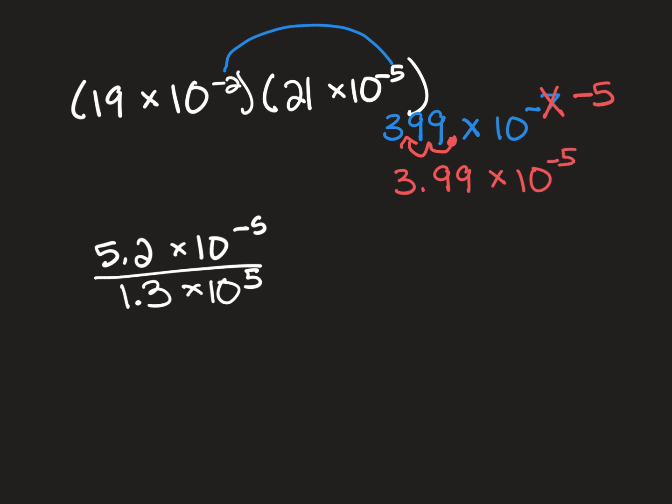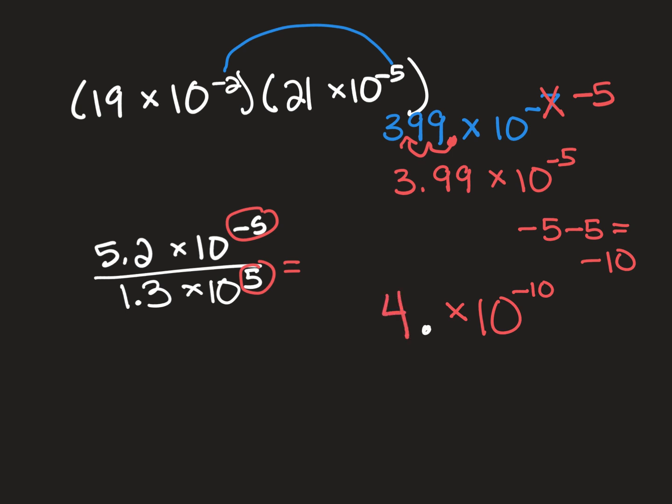Last but not least, we are going to divide this last one. Since it is division, we are going to subtract the exponents, but remember, it's always the top exponent minus the bottom. So this actually becomes -10. So I'm going to have times 10 to the -10th power. I am going to do 5.2 divided by 1.3 in the calculator, and I do get 4. Technically, that is still just one digit, so that is okay for my final answer there.